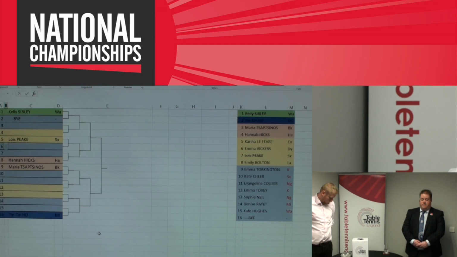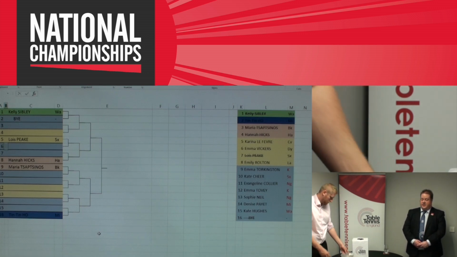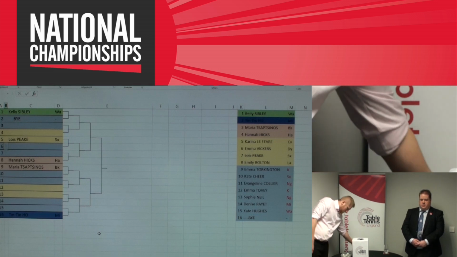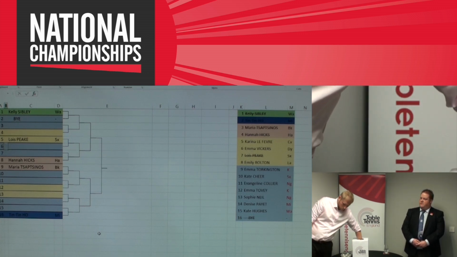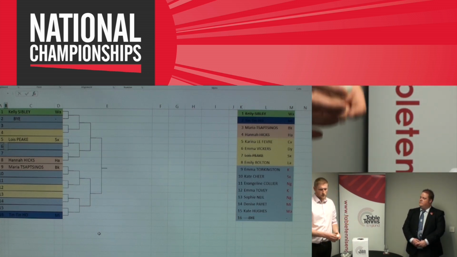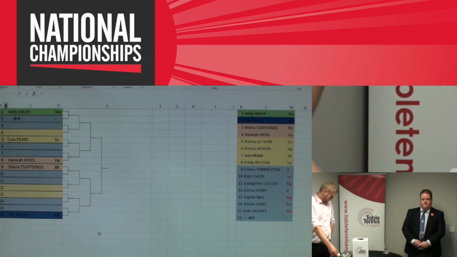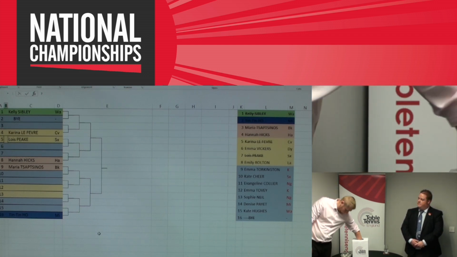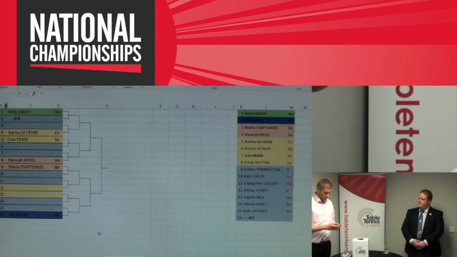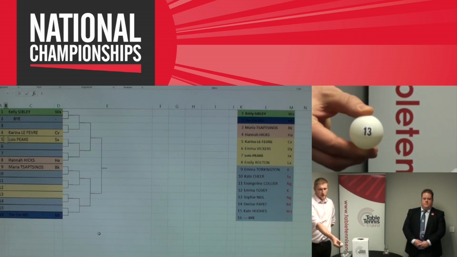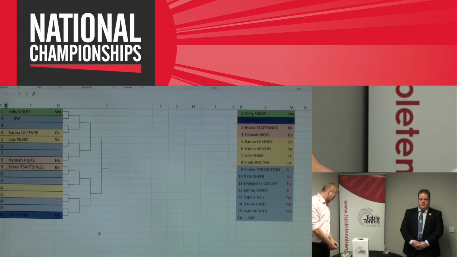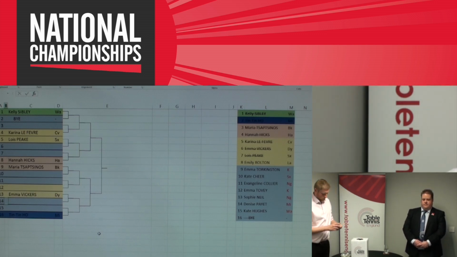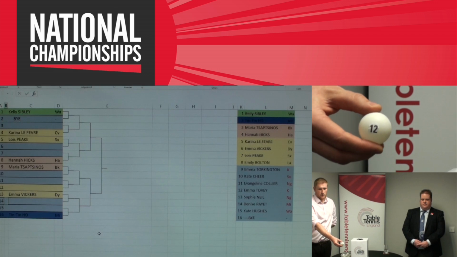And the remaining 3 players, seeds 5 to 8, can be drawn into any of the 3 remaining positions. That's 4, 12 or 13. So we'll draw first the number 5 seed, Karina Lefebvre. Number 4. Emma Vickers. Number 13. And Emily Bolton. Number 12.